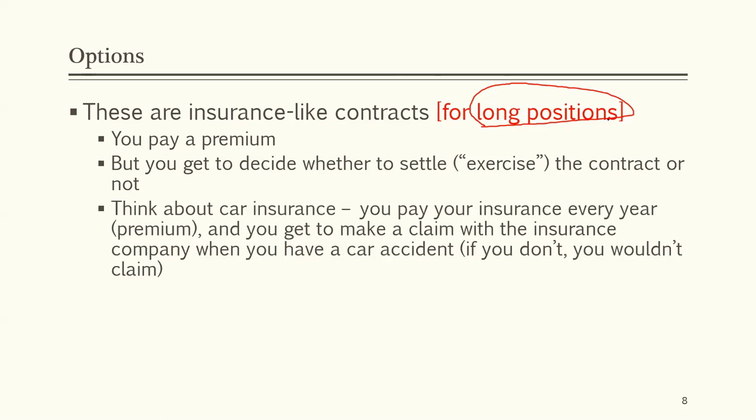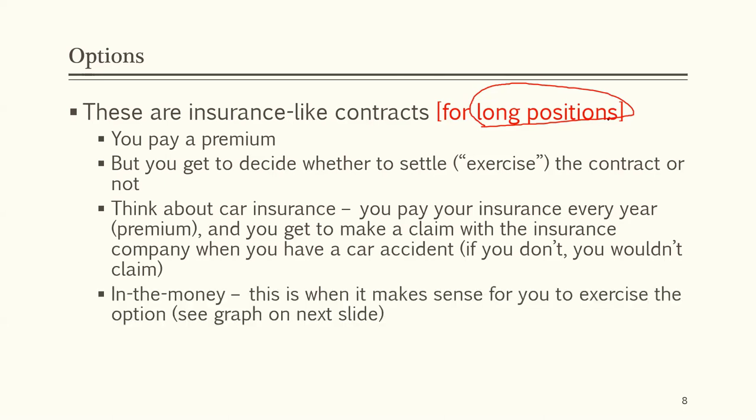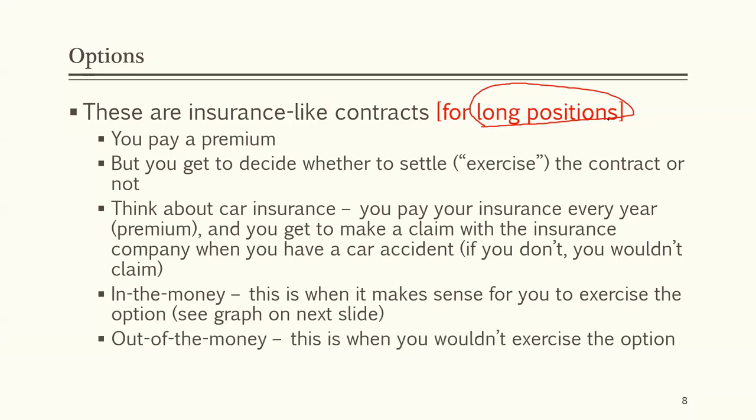So this is similar to say a car insurance where you pay premiums every month. And then if you have an accident, you can claim against your car insurance, okay? So when we have option contracts, we talk about in the money and out of the money, yeah? So in the money options are options where it's profitable for you to exercise, okay? Out of the money options are when it's not profitable for you to exercise and therefore you should just leave the option worthless, okay?